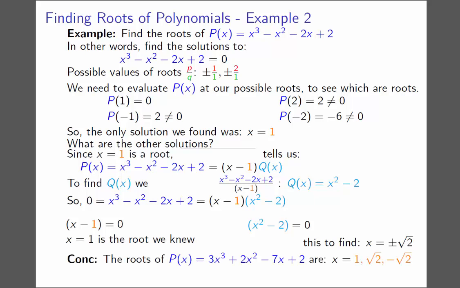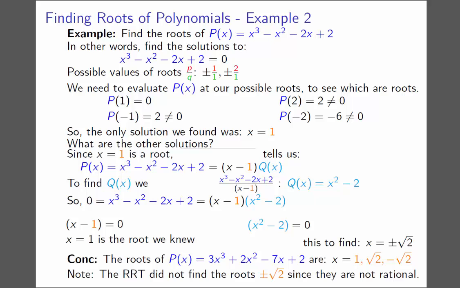So we can conclude that the roots of p of x are the values 1, square root of 2, and negative square root of 2. It's worth pointing out here that the rational root theorem did not find the roots plus or minus square root of 2. This is because they're not rational numbers, and the rational root theorem only finds rational roots.